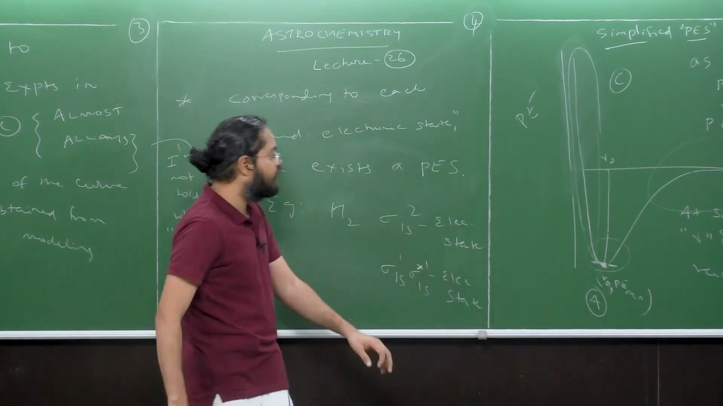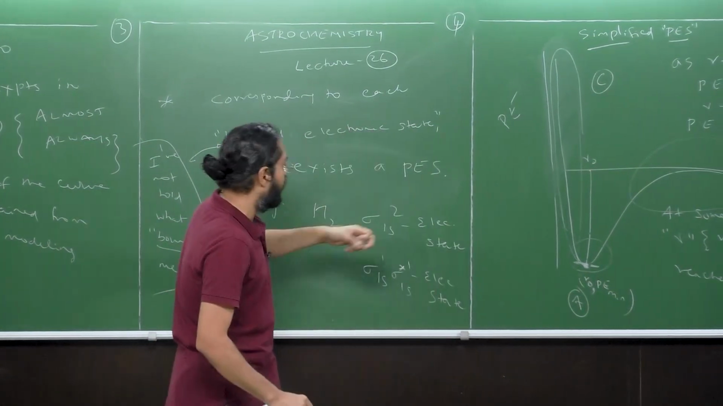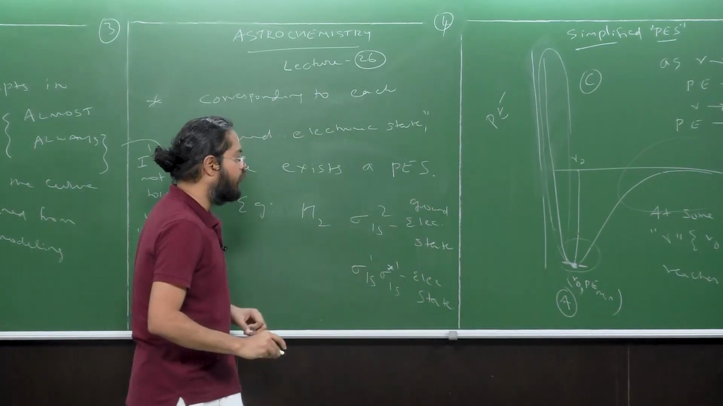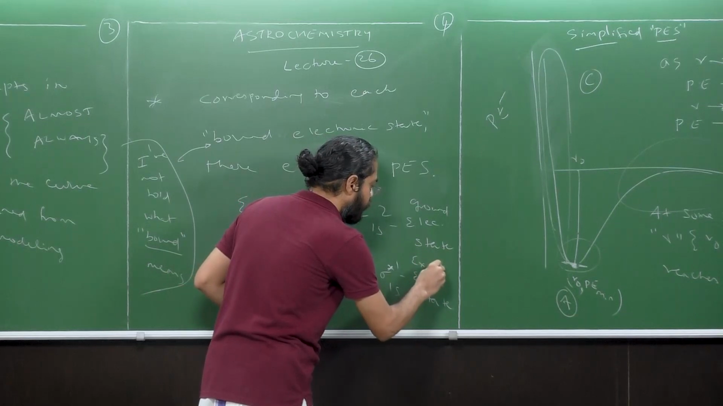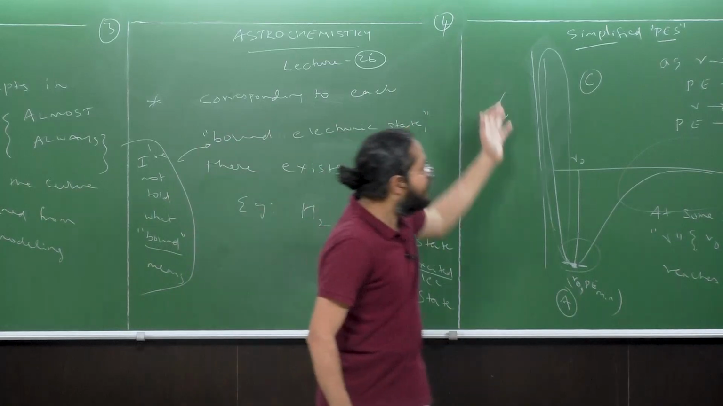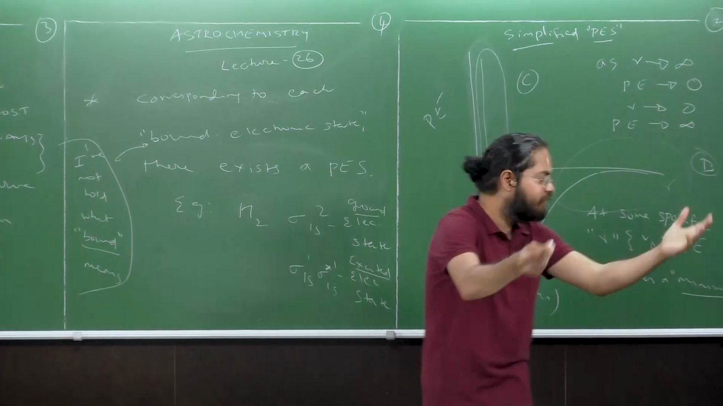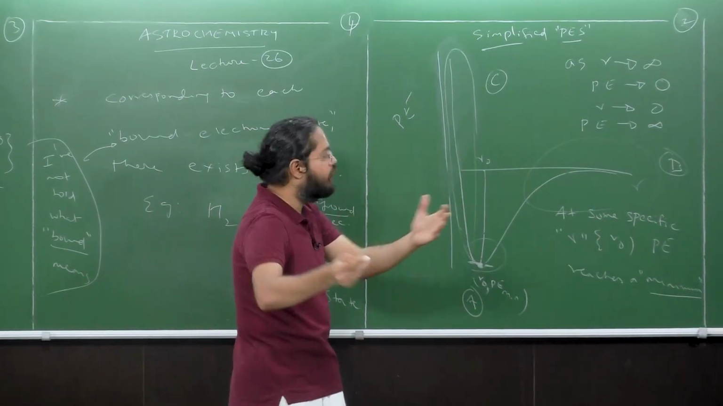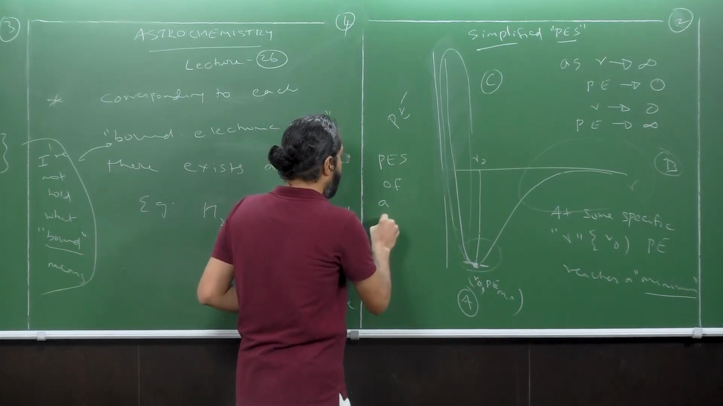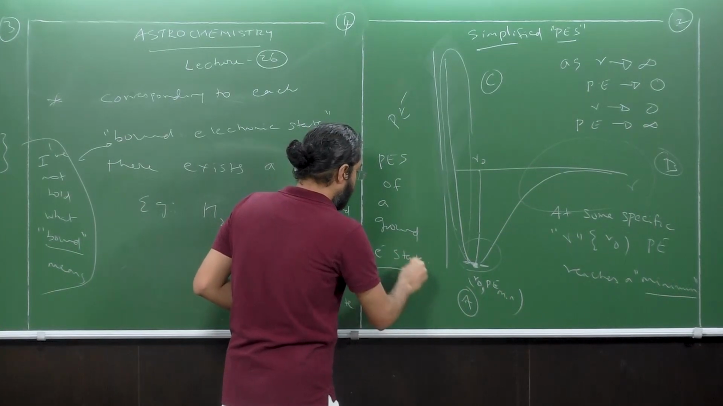Now, just like there is a PES, there is a PES corresponding to each. This is called the ground electronic state, and this is what is called an excited electronic state. So a PES is for one molecule corresponding to one electronic state. For example, you can consider this to be the PES of a ground electronic state.